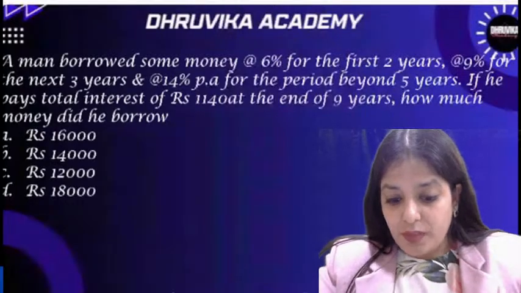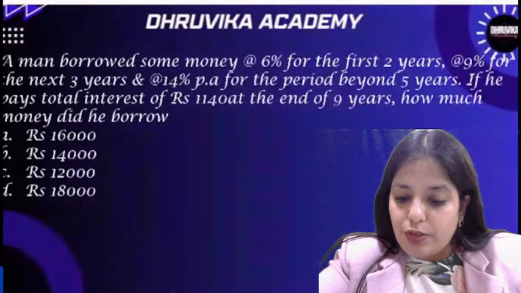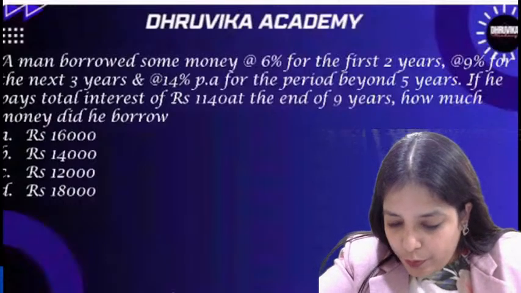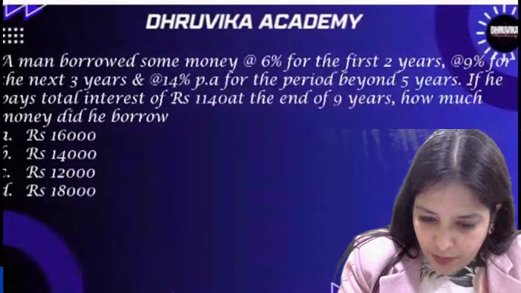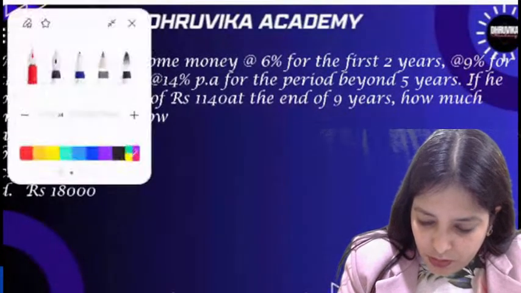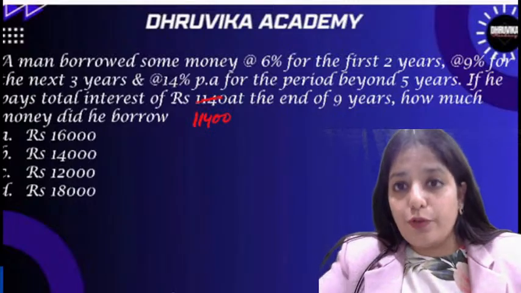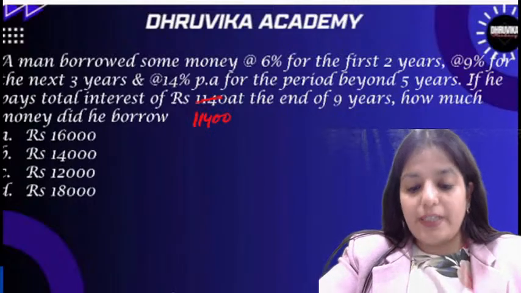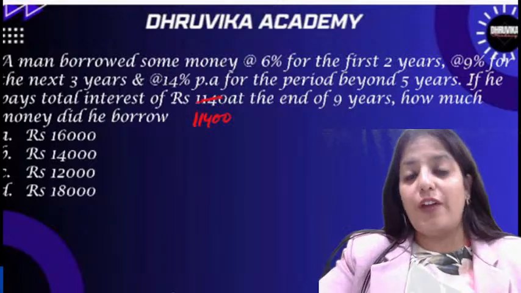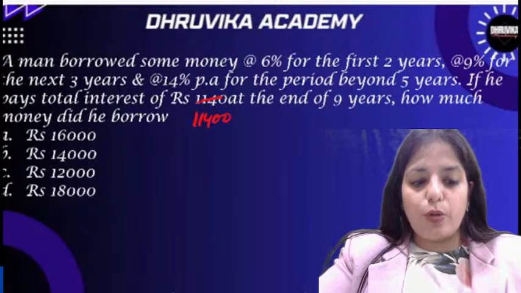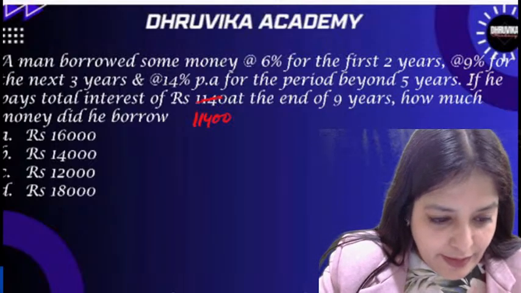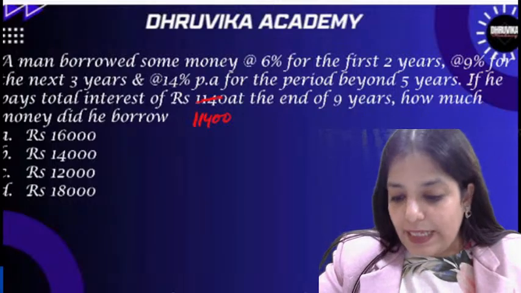If he pays total interest of rupees 11,400, it's not 1140, it is 11,400, at the end of 9 years, how much money did he borrow? They are asking you to find the principal. So he has borrowed the money for 9 years, right? He has borrowed the money for 9 years.